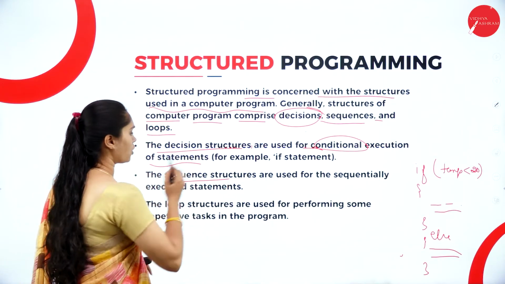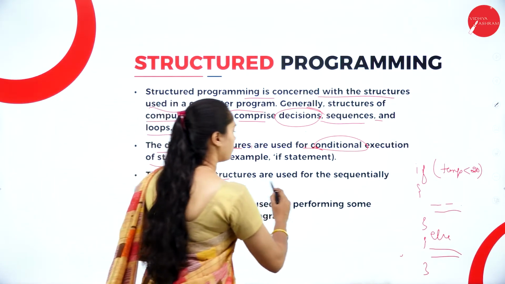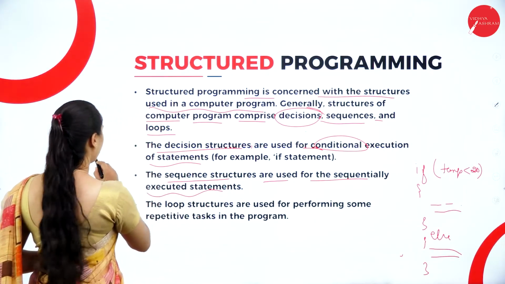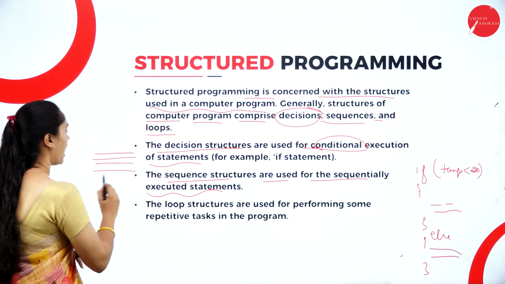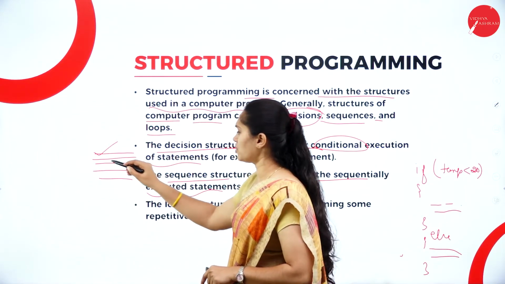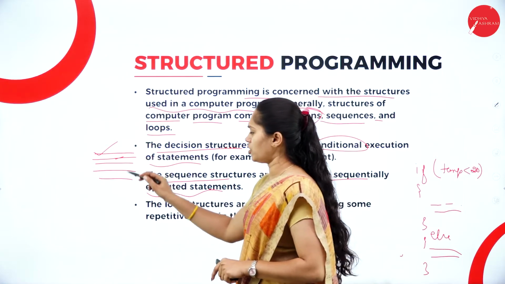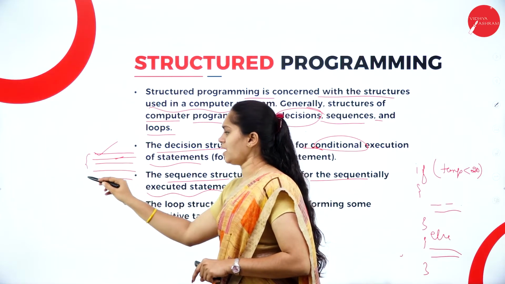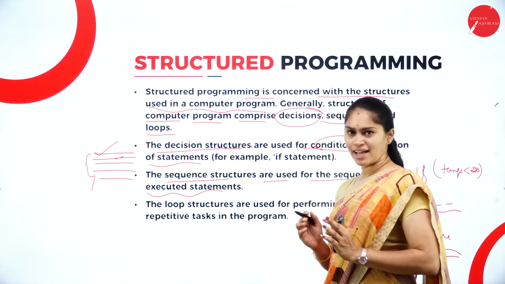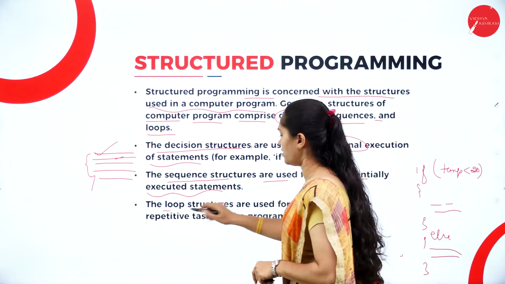And next we have the sequence structure. This is used for sequentially executable statements. For example, if I have 5 lines of statements, first this statement needs to be executed, after that I come to the next statement. If I want to reach the last, it should be sequential in nature, one statement after another executed. And at last, we have the loop structure.